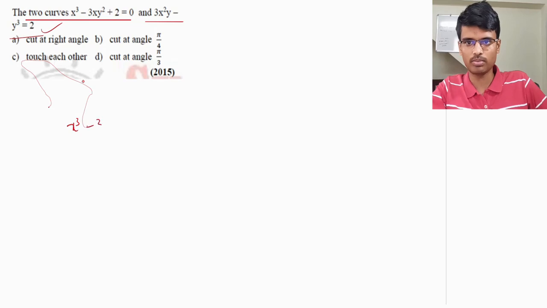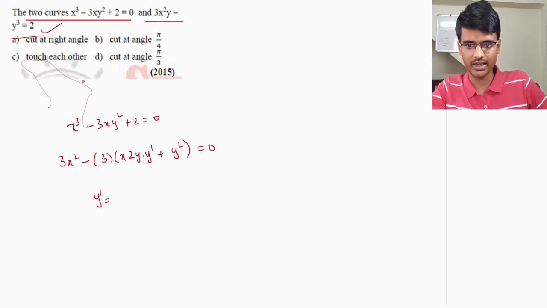x cube minus 3x y square plus 2 equal to 0. Differentiation of x cube is 3x square. Here I'll apply the product rule. Let me keep 3 outside: x times differentiation of y square, which is 2y y dash, plus y square times 1, equal to 0. Now I have to take out what is my y dash. So this 3 gets cancelled.